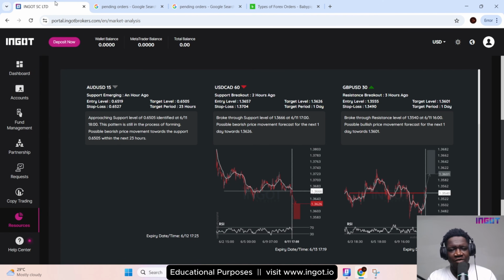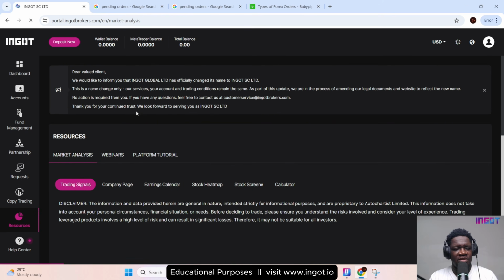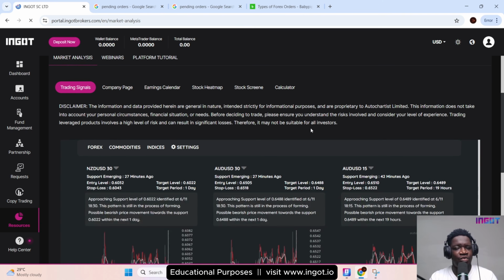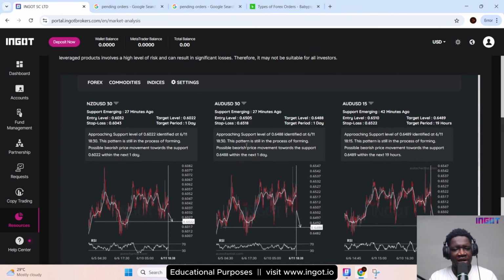So now let's delve into it. Like I said, Ingot broker signals, we are using the signals from your dashboard. So when you log into your account, at this side you have dashboard, account, fund, partnership, and all. You click resources, and when you select resources, this will come. You have the disclaimer here. You read through, you scroll down, you look at the opportunities there.